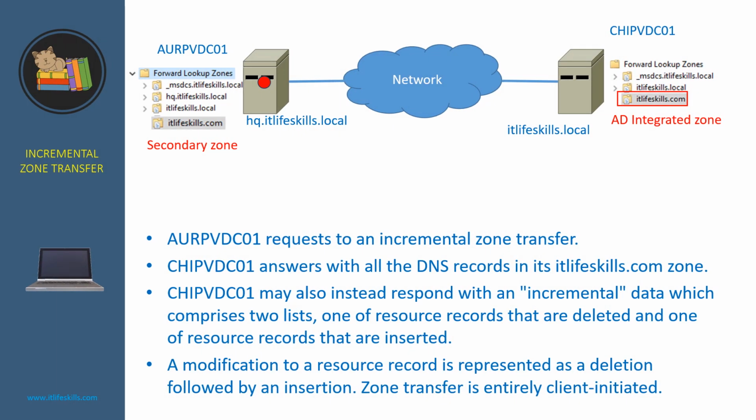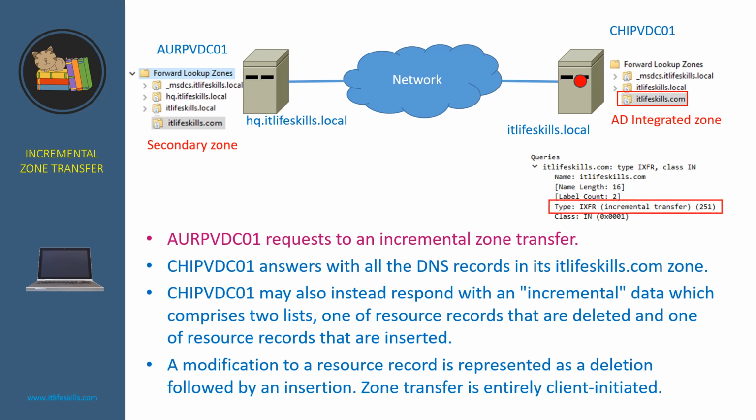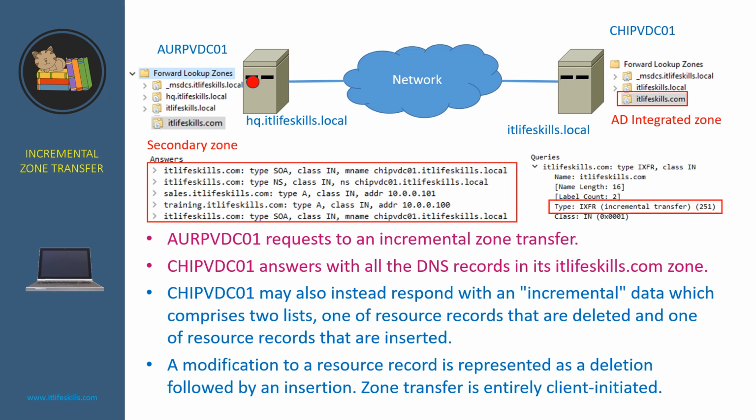Next, we see that OPVDC01 requests an incremental zone transfer. As you can see, the type is IXFR, which means it requests an incremental zone transfer. Then GPVDC01 answers with all the DNS records in its itlifeskills.com zone.